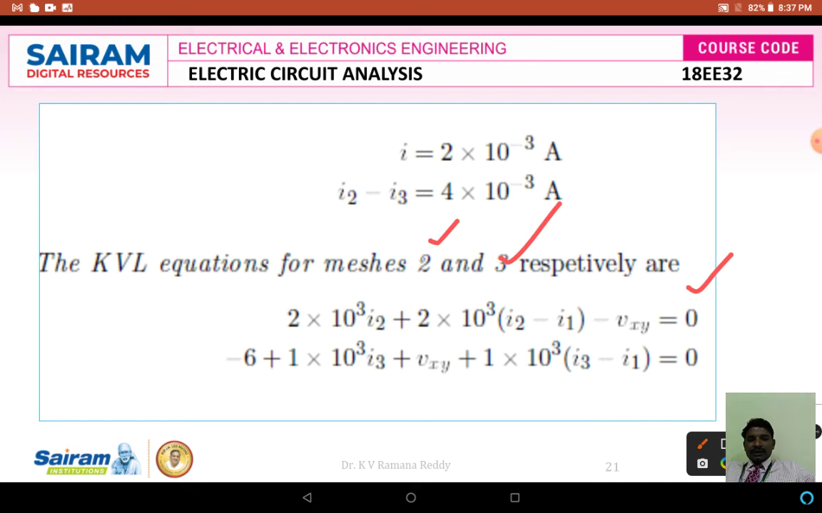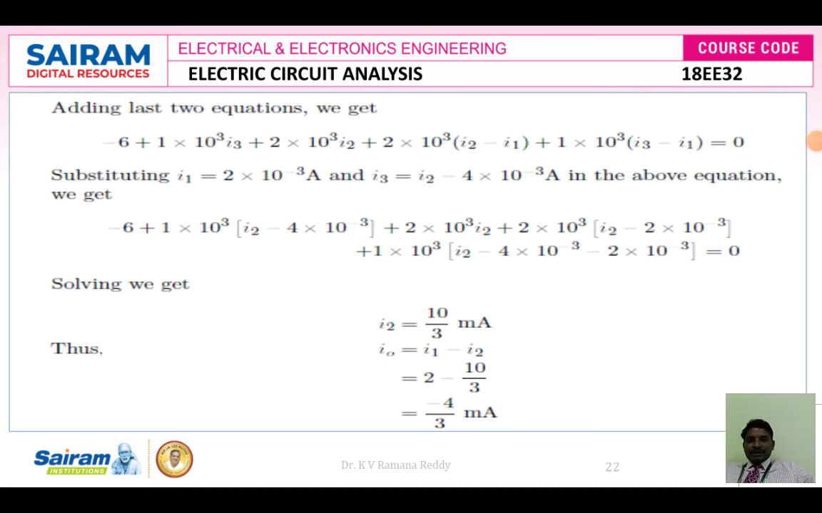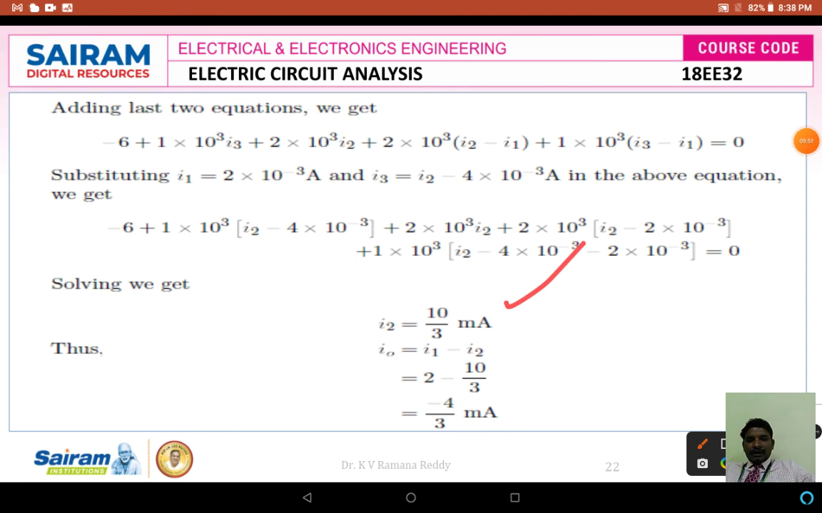Here I know already that I1 is equal to 2 milliamperes, so I substitute that wherever I have I1. Then the simplified equation becomes minus 6 plus 1 into 10 power 3 into I3 plus Vxy plus 1 into 10 power 3 into I3 minus I1 is equal to 0. Now by simplifying these equations using either Cramer's rule or the direct inspection method, we get the solution I2 is equal to 10 by 3 milliamperes, and I0 is equal to I1 minus I2.